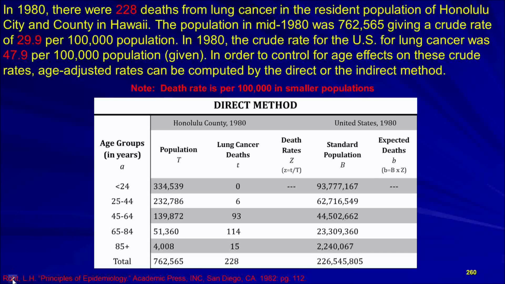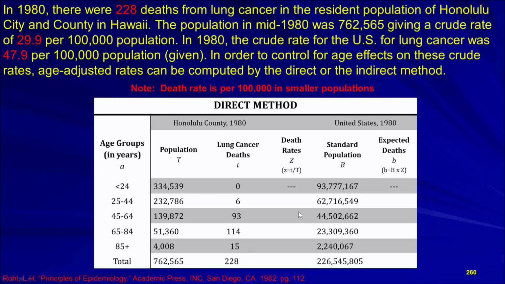We got the crude death rate right from this table. It's 228 divided by this amount, times 100,000, gives us 29.9 per 100,000 population. You already know how to handle this. Now, notice that we have lung cancer death rates per age group. That's the first important necessary step in calculating a direct standardized mortality rate. If we don't have lung cancer deaths for each specific age group, then we can't do a direct method.